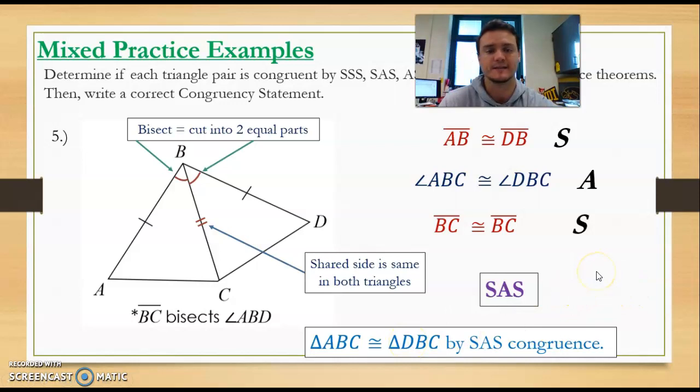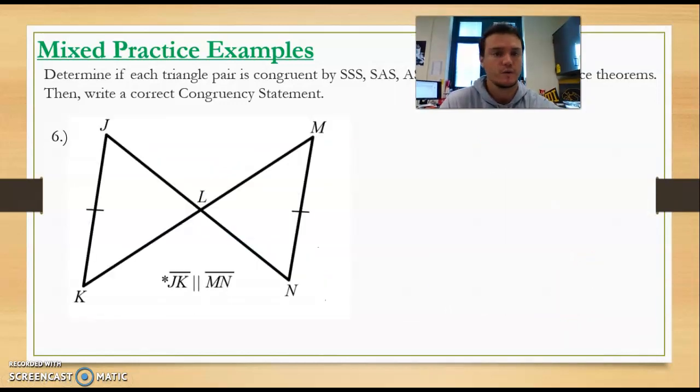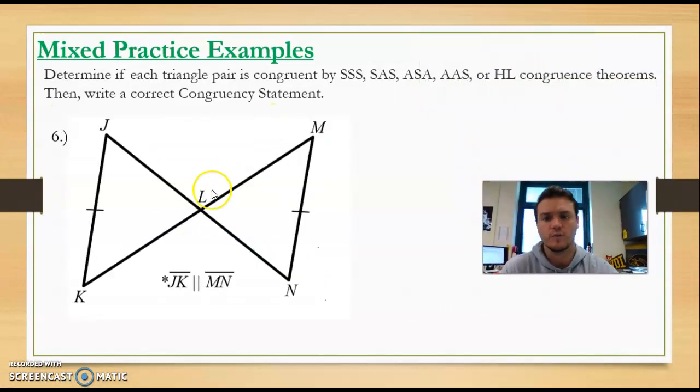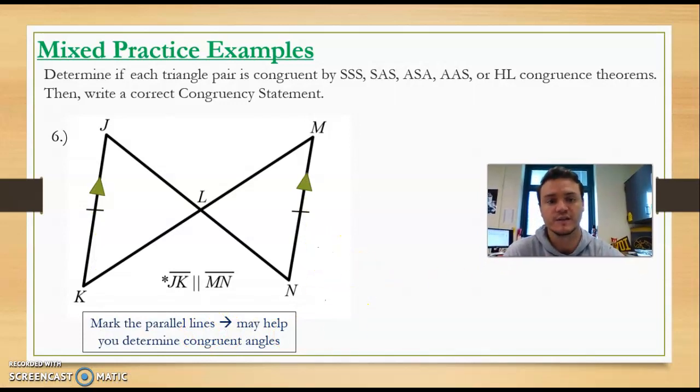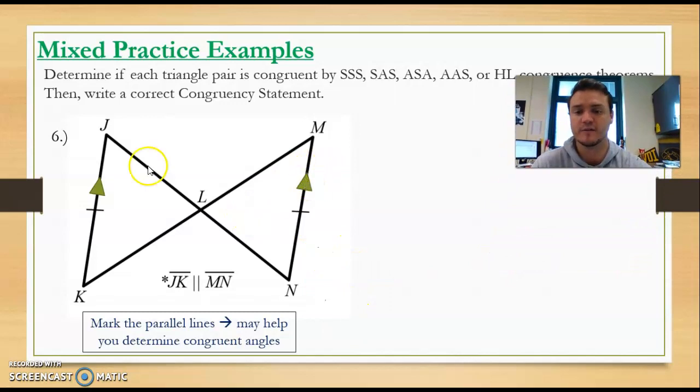All right, last example here. So this one, we're given this little statement right here that says JK is parallel to MN. So first off, marking the parallelism can sometimes help. I would also recommend drawing these diagrams if you're trying to make sense of them. So in this one, we have those lines are parallel.